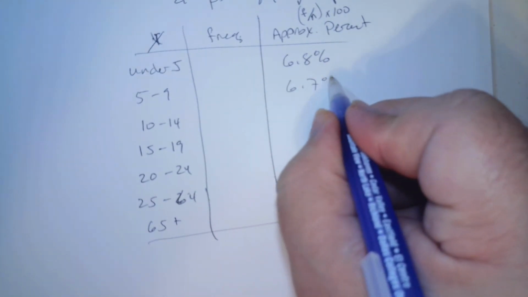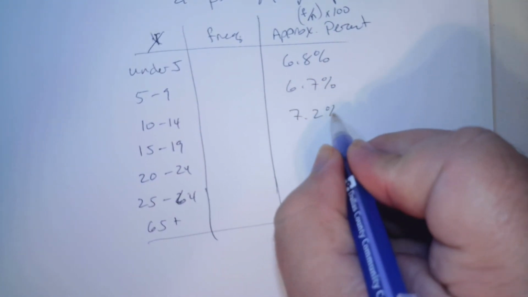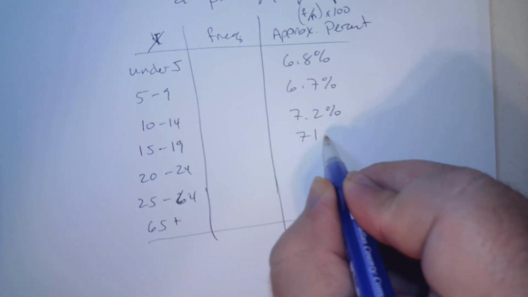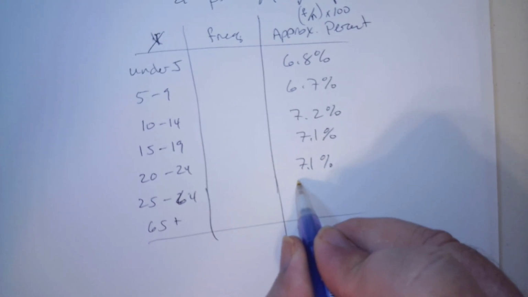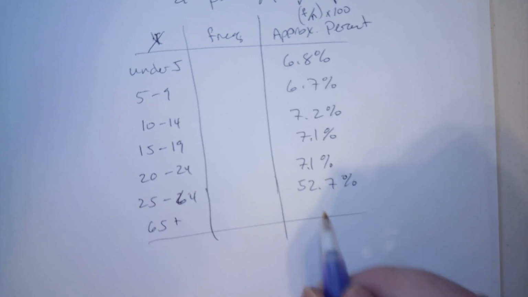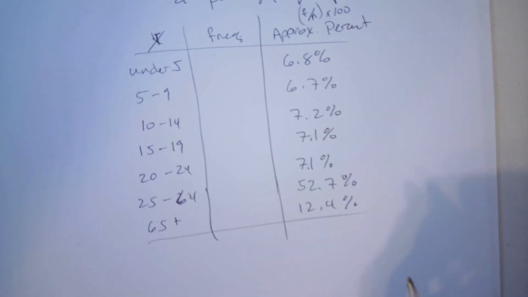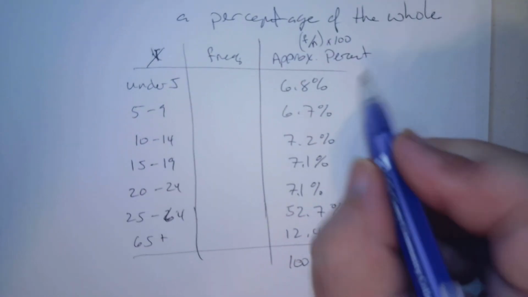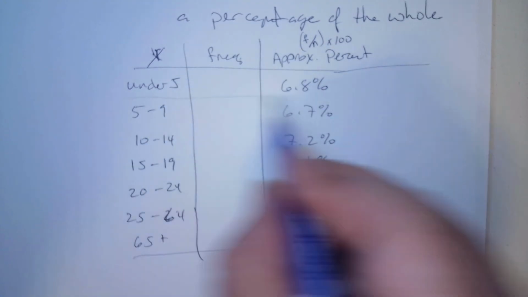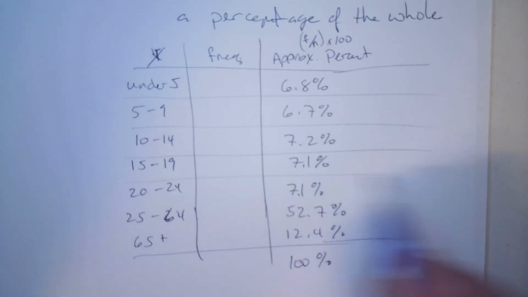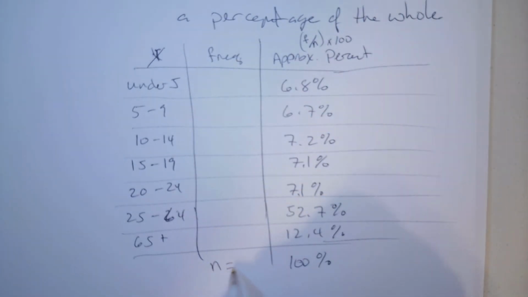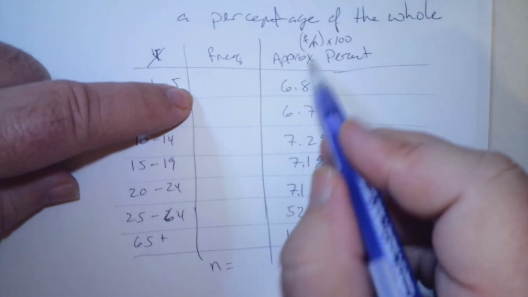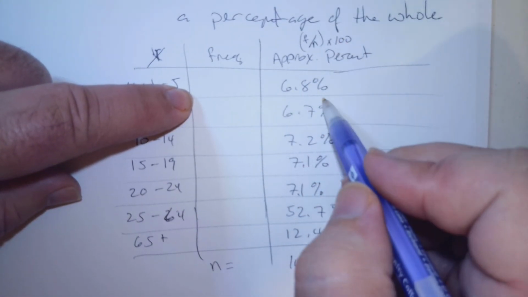6.8%, 6.7%, 7.2%, 7.1%, 7.1%, 52.7%, and 12.4%. If you add those up, you get 100%. That's the first thing. Go from frequency, add them all up, get your n, and each frequency divided by n, whatever that is, times 100, you get a percent.